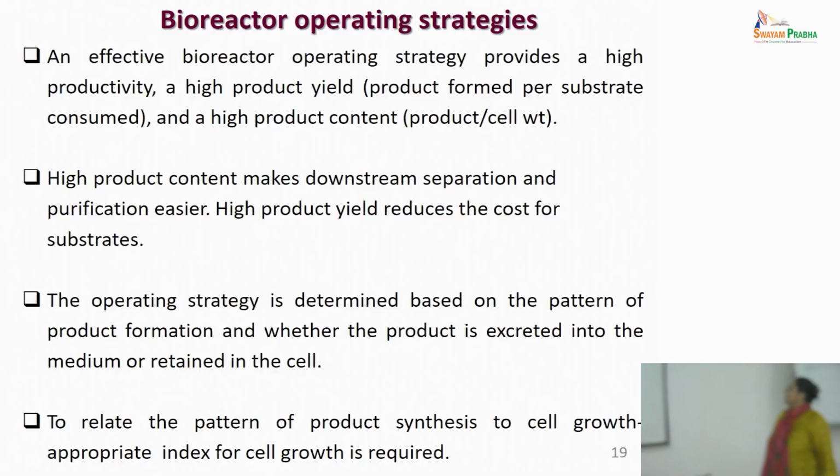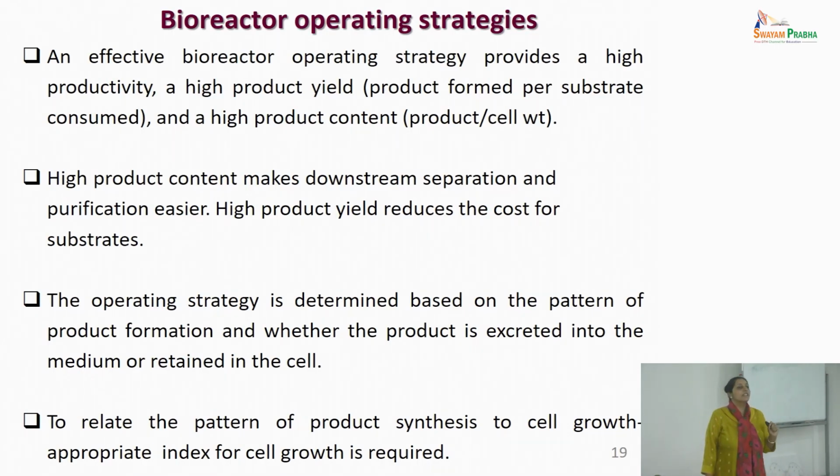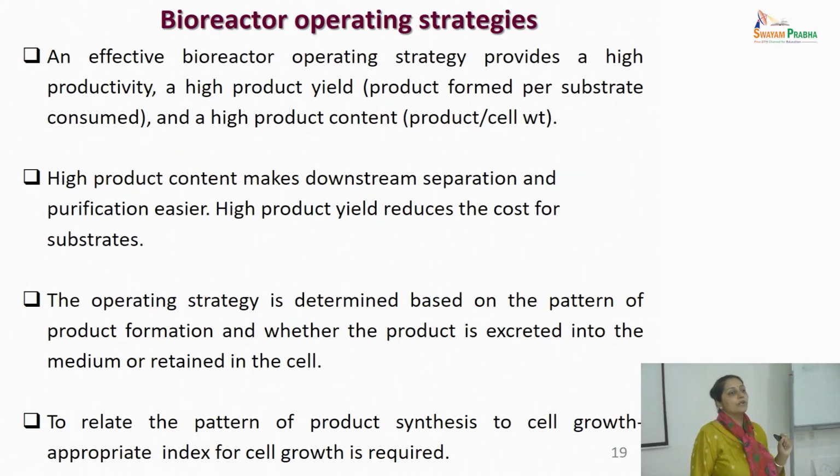What can overcome these bottlenecks is making it into an open system. In an open system, you have the choice of running it as a fed batch or as a continuous cultivation. For high cell densities, people go ahead with fed batch cultivations. So an effective bioreactor operating strategy provides high productivity and high product yield. Let me put this very clearly to you. There should be no confusion.